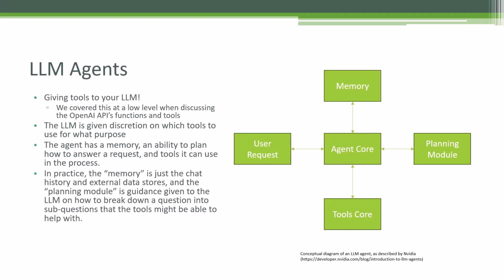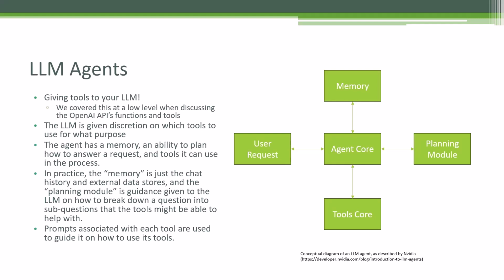Now, there's also the planning module off to the right here. In practice, that's just the guidance that we're giving to the LLM on how to break down a question into sub-questions. That's happening mostly under the hood. You're going to have some prompts associated with each tool that describes how it can be used. You'll also have a system prompt that says how this agent should behave in general. In a way, that's the planning module in this diagram. And then we have the actual tools core, the tools themselves. And obviously, the user request is what comes in at the beginning.